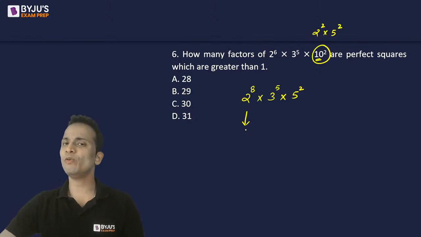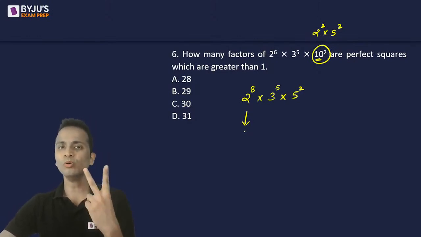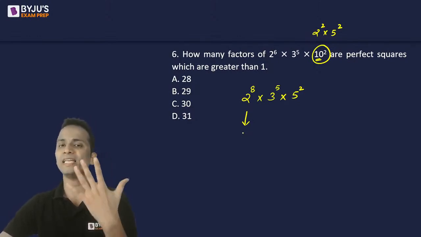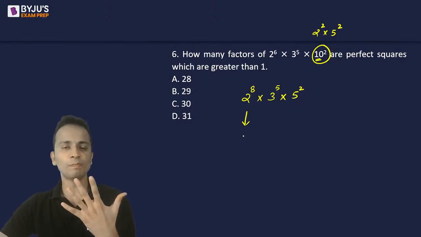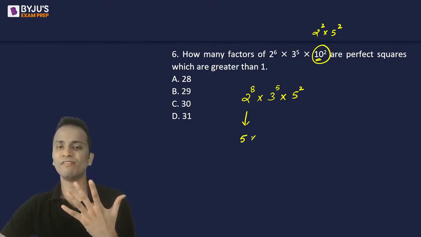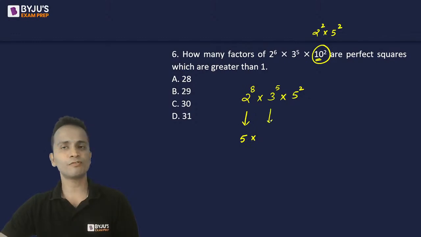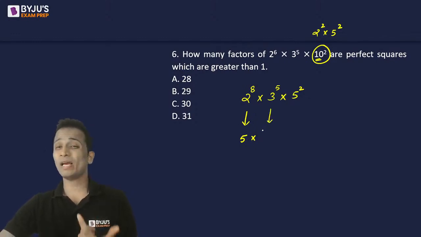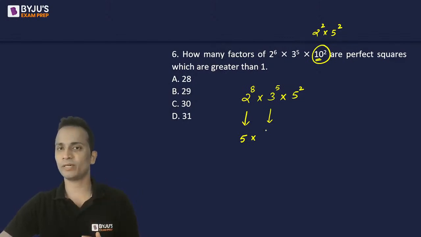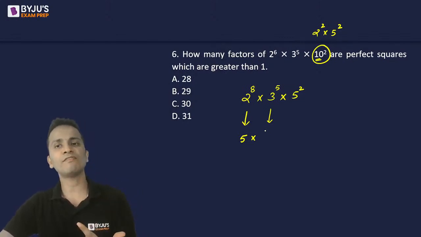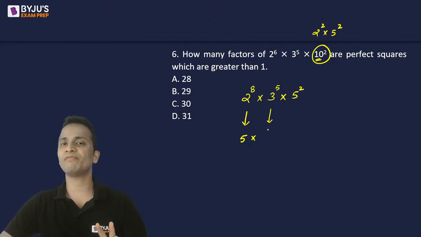So the powers of 2 will be 0, 2, 4, 6 and 8. Okay. So the powers of 2 can be considered in 5 ways. Similarly, powers of 3 which are even. Why am I looking at even powers? Because the factor should be a perfect square. A perfect square will always have even powers of prime factors.